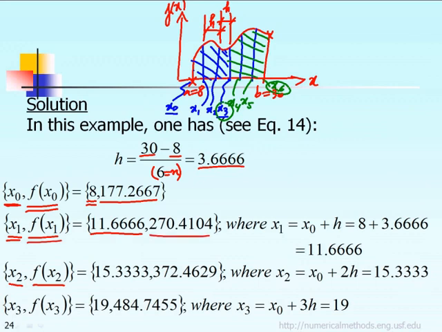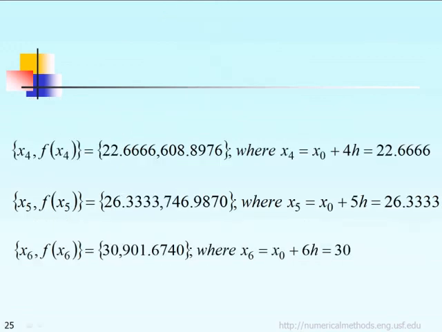So now, after you calculate x0 up to x6 and f at x0 up to f at x6, we calculate everything, you see. x4 equal to 22.66, and the function evaluated at x4 is equal to 608. x5 equal to 26, and the function at x5 is equal to 746. x6 is equal to b, you can see that 30 is b. f of x6 is equal to 901.